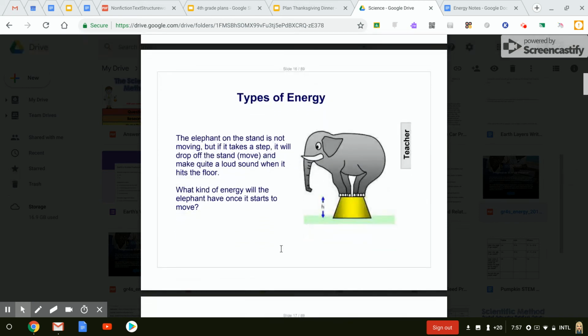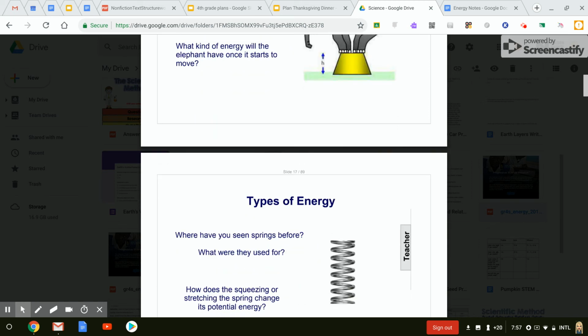And this just goes on to tell us about some more types of energy. The elephant on the stand is not moving, but if it takes a step, it will drop off the stand, moving, and will make quite a loud sound when it hits the floor. So what kind of energy will the elephant have once it starts to move? And we know that energy that is in motion is kinetic energy, so that is your answer for that.